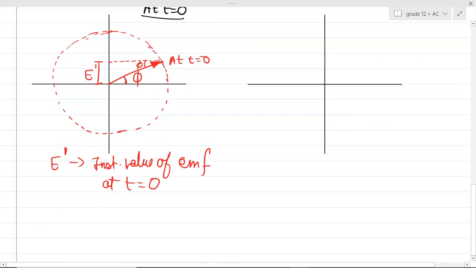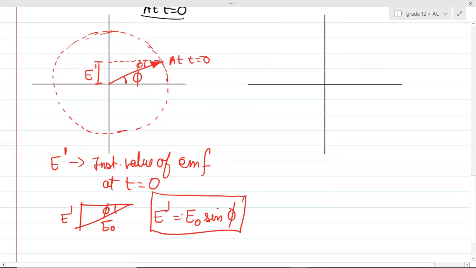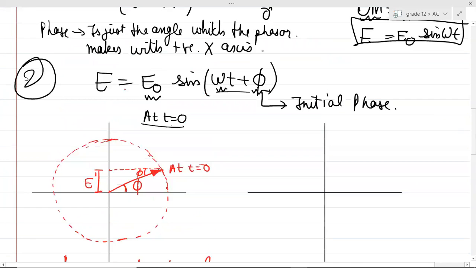So can you see again a triangle can get formed? Everyone, can you see this particular thing? This is basically E dash, this is basically E naught, and I can write directly E dash is equal to E naught sine phi. Can I write it directly? So always remember, when the phasor has this general equation, that will mean that at time t equals to 0, it is not starting from 0. It is starting from the E dash value. Is this clear?